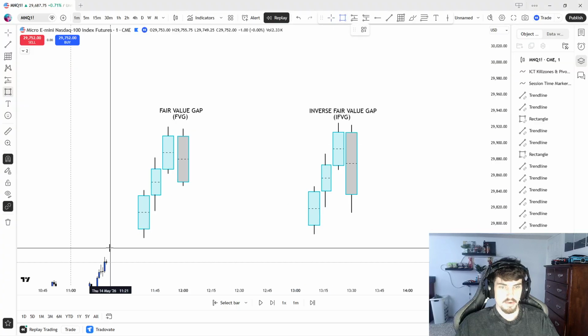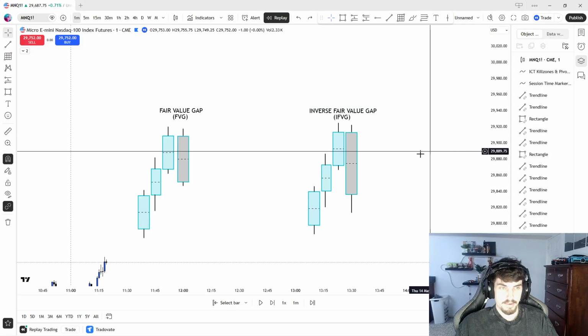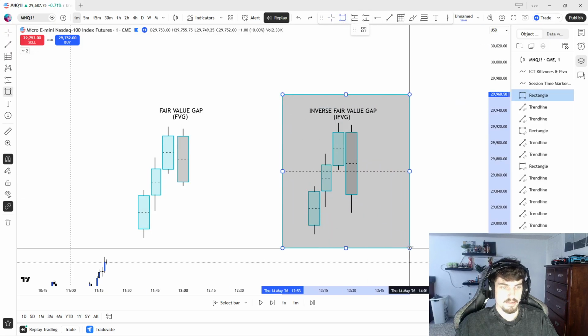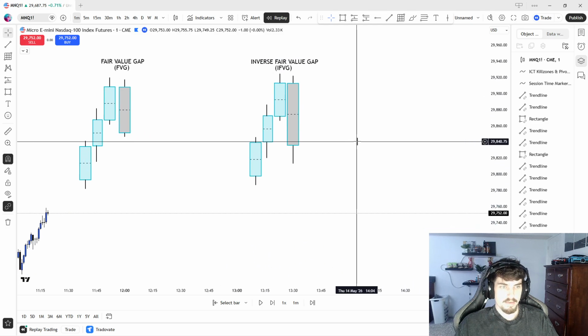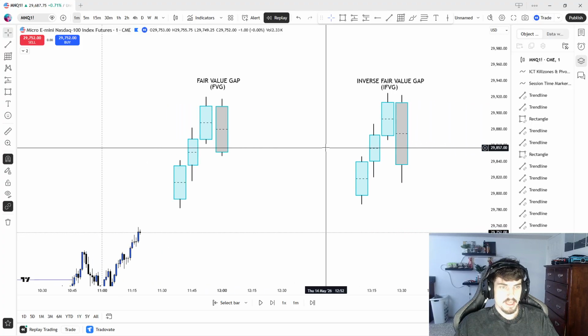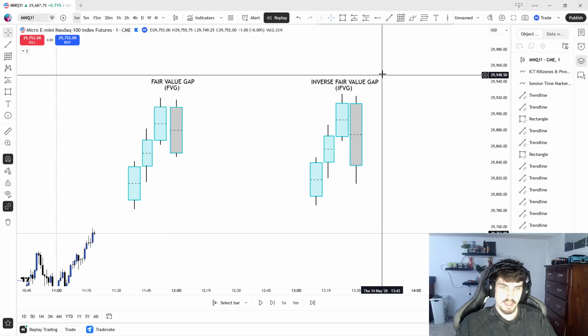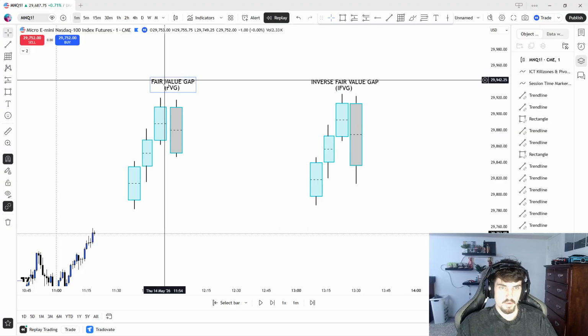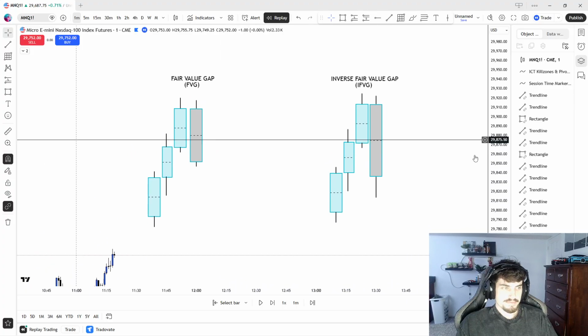I already drew some things out. We have these, which is a fair value gap, and then we have the opposite, the inverse of that, which would be an inverse fair value gap. And you guys are probably seeing these and thinking, bro, these are literally just candles. What do you mean they have formations, or what is a gap? Well, I'm going to explain that.